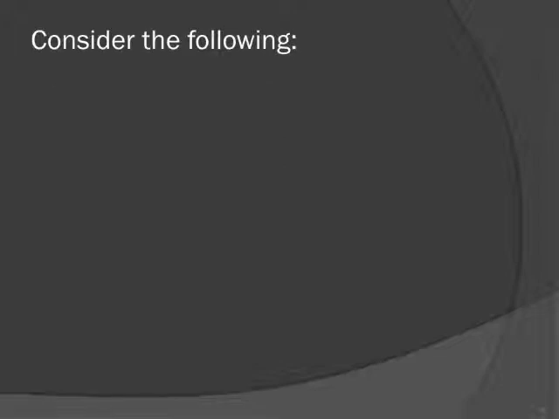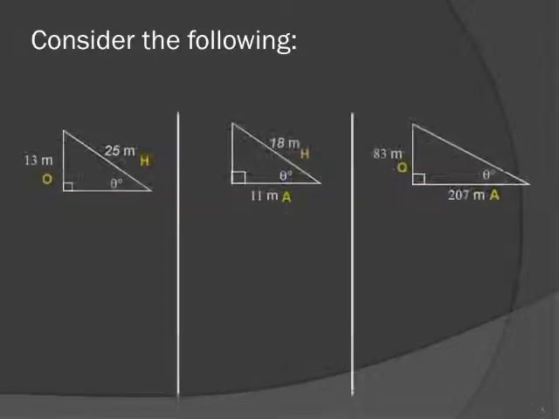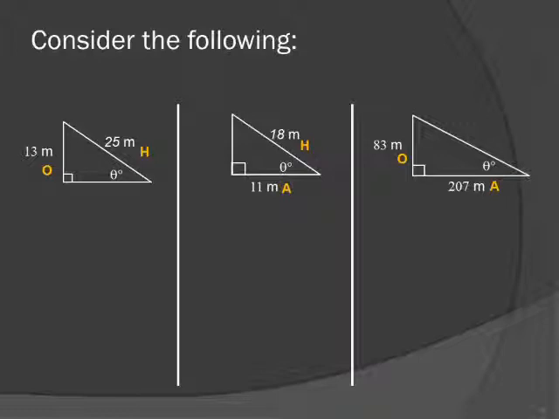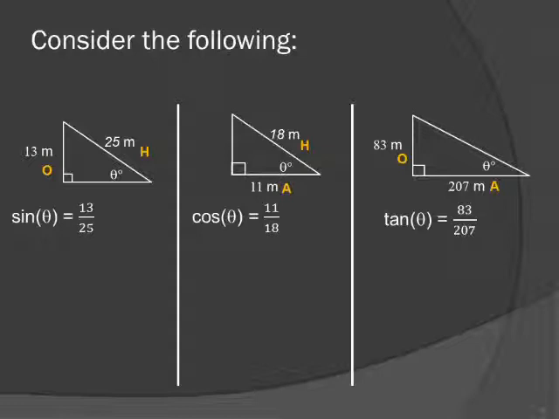So let's look at 3 problems, and I'll show you how the process for all 3 of them is exactly the same. So in the first one, we have an O of 13 and an H of 25. In the second one, we have an A of 11 and an H of 18. And in the third one, we have an O of 83 and an A of 207. So, first thing, write down the ratio. So sine of theta is equal to 13 over 25 in the first part. Cos of theta is 11 over 18 in the second one. And tan of theta is 83 over 207.